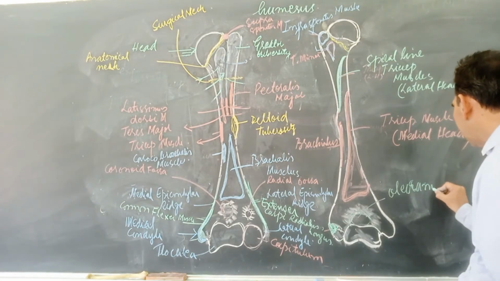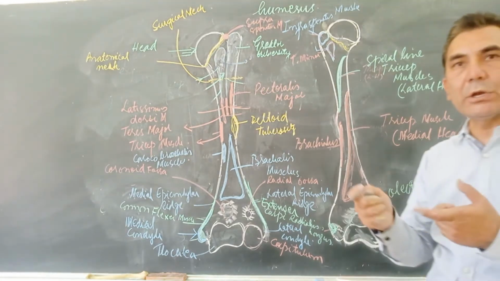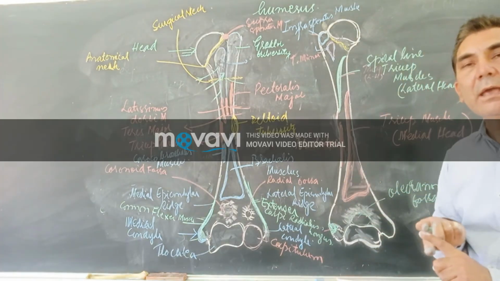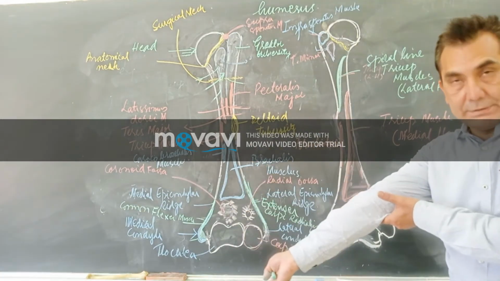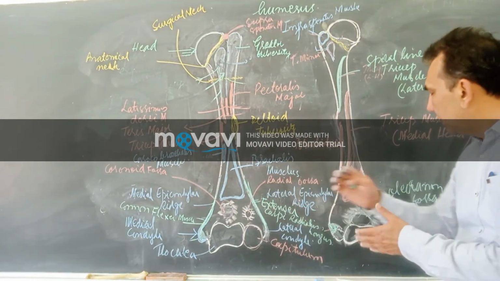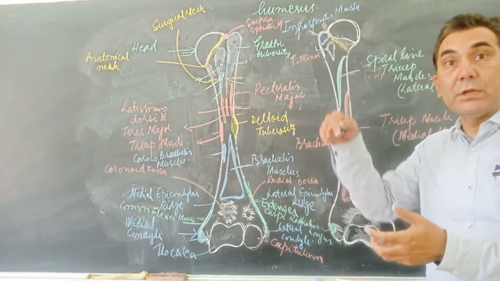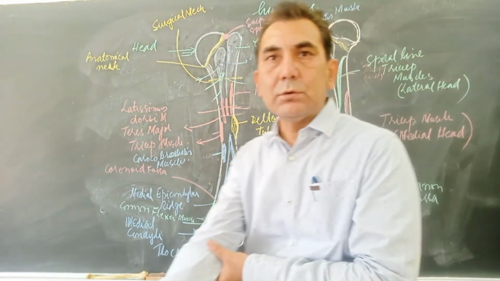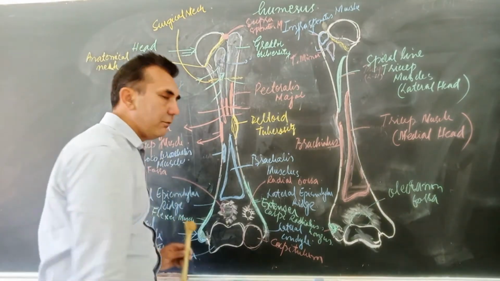Olecranon fossa. In the olecranon fossa, the olecranon process of the ulna attaches and gives limitation to the elbow joint. This olecranon fossa is for the attachment of the olecranon process of the ulna, which limits the elbow joint. Okay, this is all about the diagrammatic views of the humerus bone.